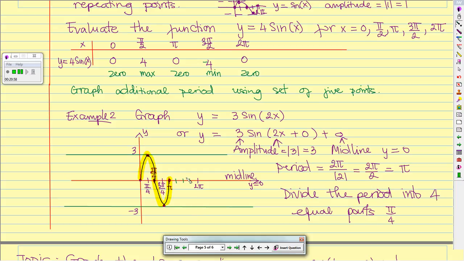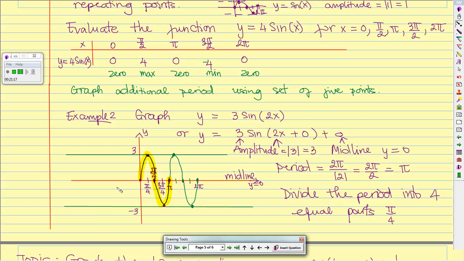So now again, divide my second period into 4, and then from 0, maximum, 0, minimum, and then 0, and then we connect my 5 points. So this will be two periods of the graph.